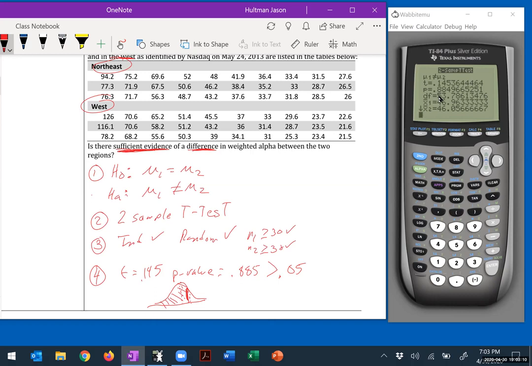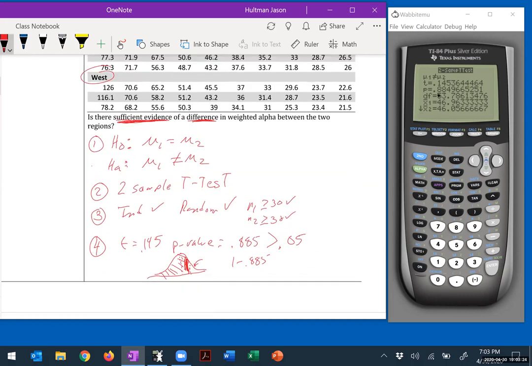difference. Now, because the p-value is so big, instead of looking at the lower tail, I may want to look at the upper tail, which is 1 minus the p-value. So let's look at that. Let's look at 1 minus the p-value, just to make sure that we're not on the wrong side of this thing. Okay, so what's 1 minus my p-value?